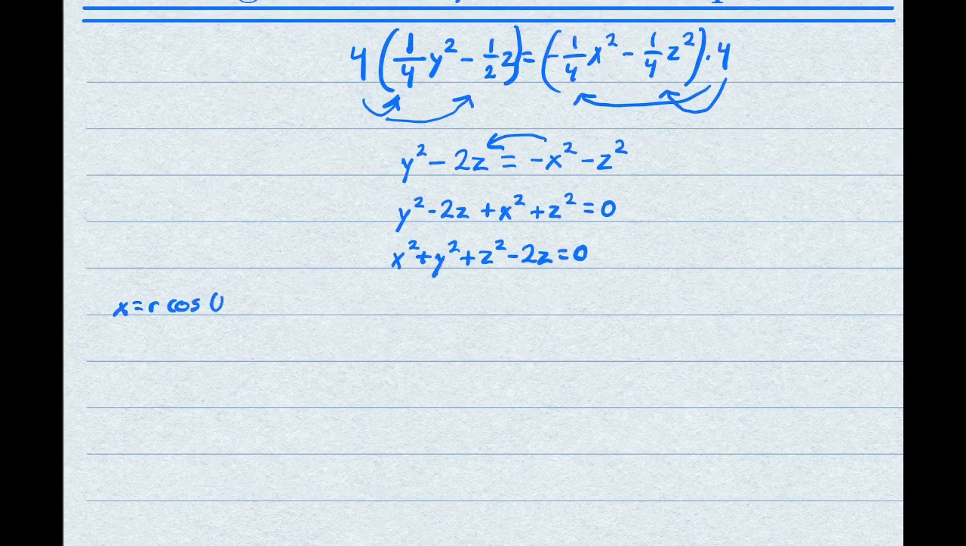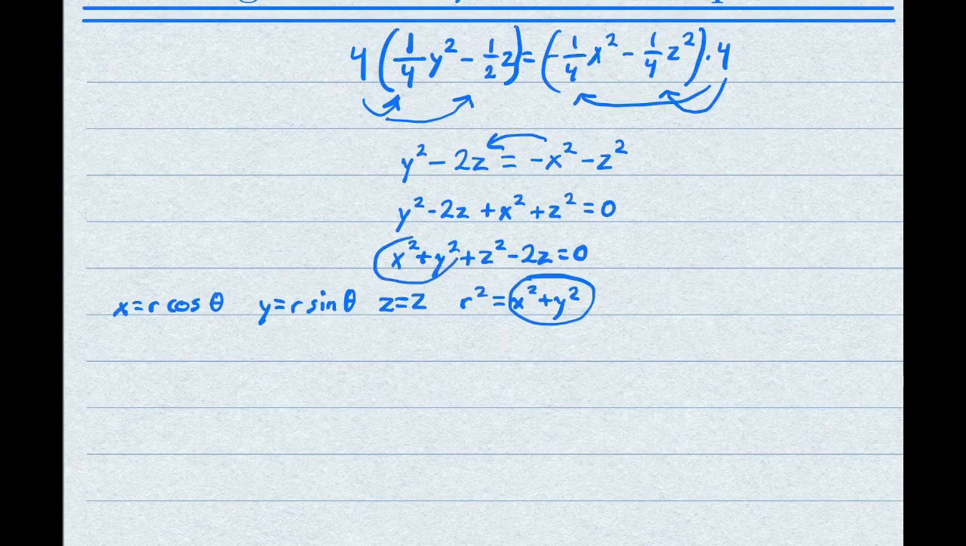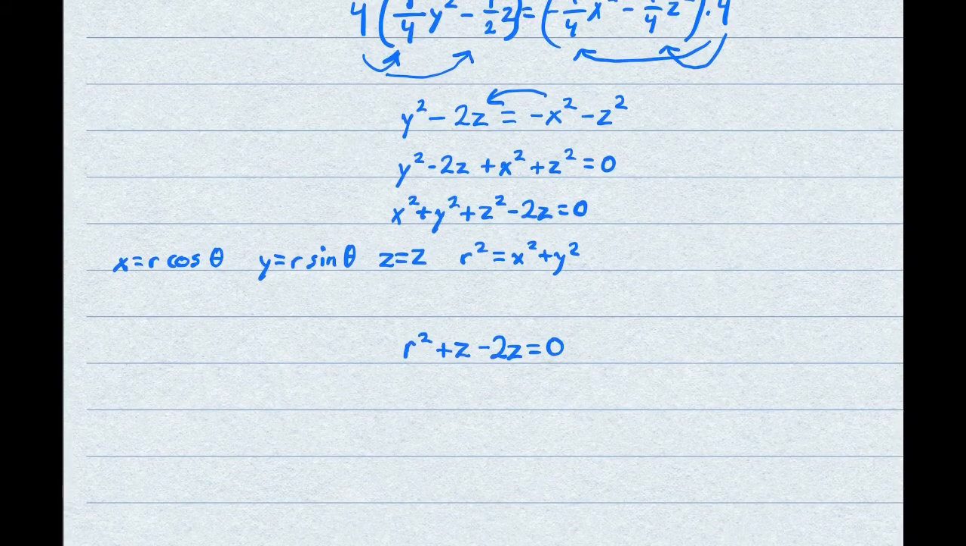So you have x equals r cosine theta, y equals r sine theta, z equals z, and r squared equals x squared plus y squared. Now out of these, we can once again switch out the x squared plus y squared with this part right here. So let's go ahead and do that down here. So you have r squared plus z squared minus 2z equals 0. So there are no x or y coordinates left to convert.